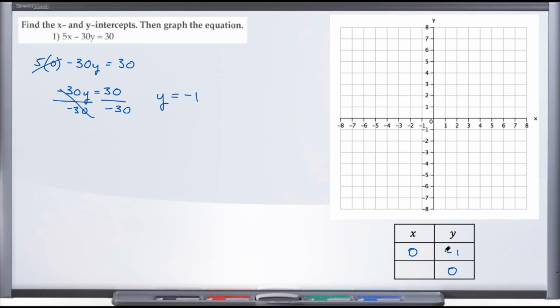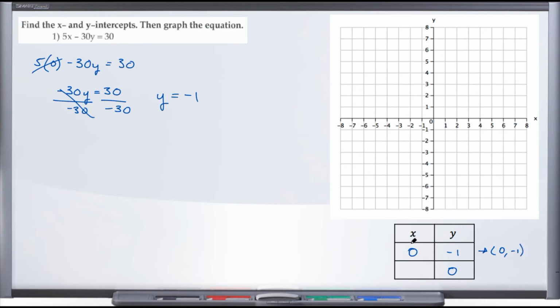All right. So now we've been able to find the y-intercept. And remember, in a t-table like this, these become just an ordered pair. This is our x, this is our y, so we have 0, negative 1. Let's go ahead now and find the x-intercept.